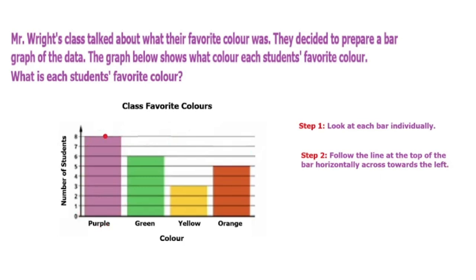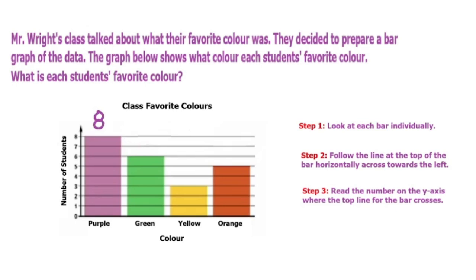So here, this is the top of the bar, and we just need to move across this way towards the y-axis. This is called the y-axis, and this tells us the number of students. So finally, read the number on the y-axis where the top line for the bar crosses. So for the purple one, the bar crosses at 8. So we know that 8 students have a favorite color of purple.